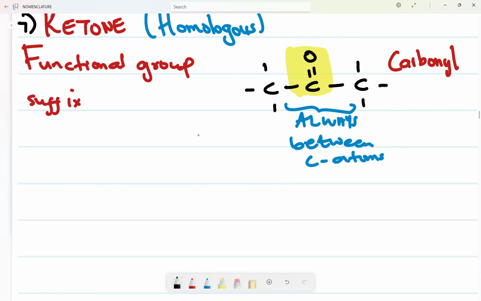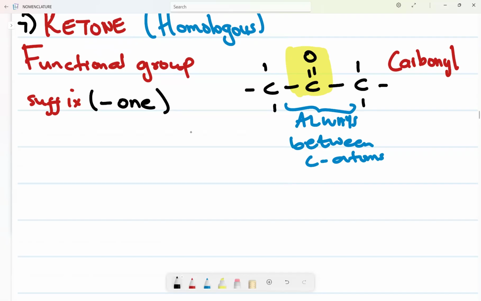Now let's look at the suffix. Can you guess the suffix for ketone? Are we gonna take ne, own, tone, ketone, or keto? Okay, what we're gonna take is "one". Ketone ends with "one", okay, just call it "one", okay.